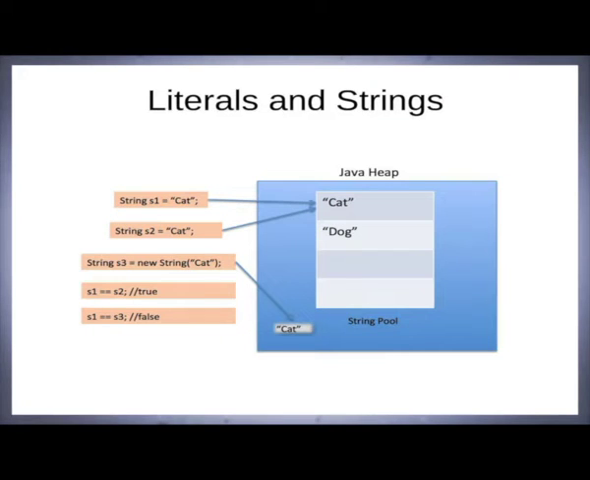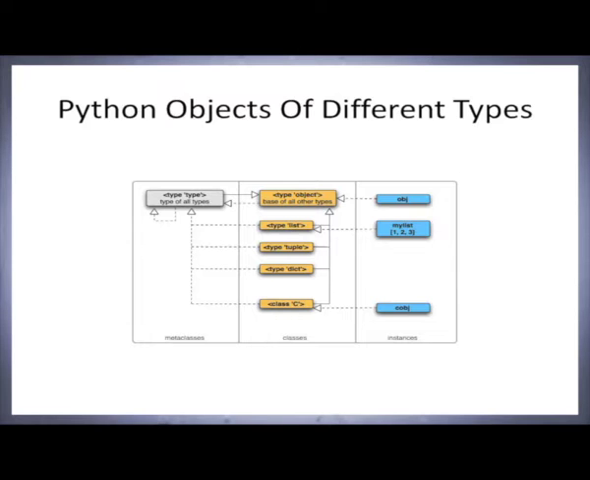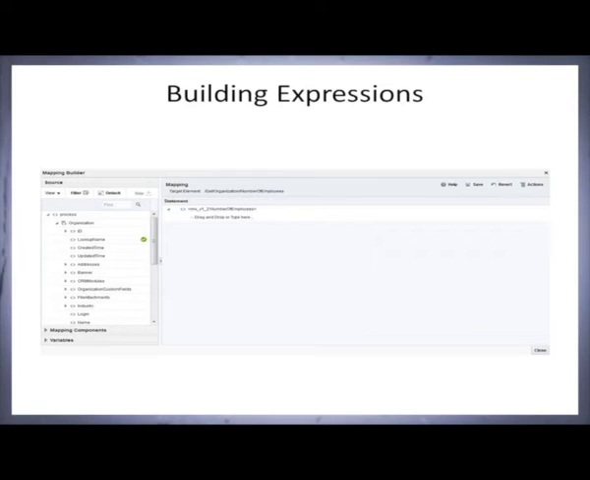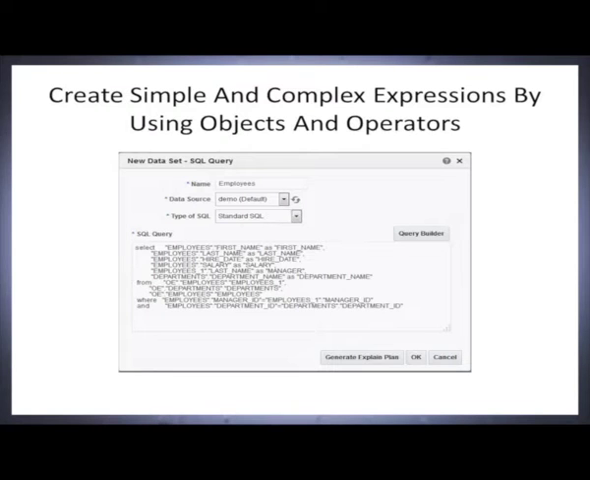As you have completed the module on literals and strings, you should be able to create Python objects of different types. Now, you are going to hear about the types of operators and how to use them for building expressions. By the end of this module, you will be able to create simple and complex expressions by using objects and operators. Okay. First, let us start with types of operators.